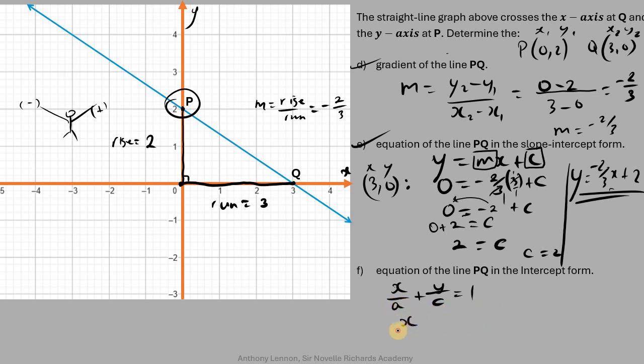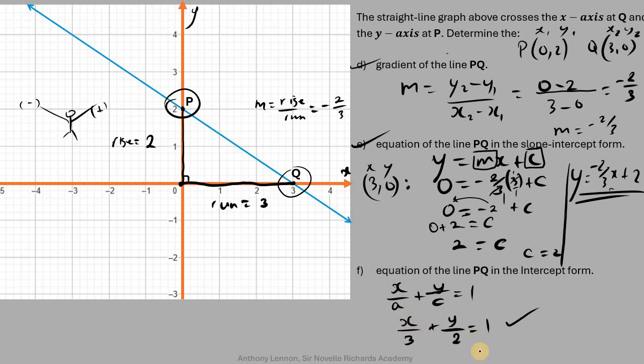So it'd be x over the x-intercept. Where does the graph cut the x-axis? That's the x-intercept. That's 3. Where does the graph cut the y-axis? At 2, on the y-axis. Equal to 1, and that's it.